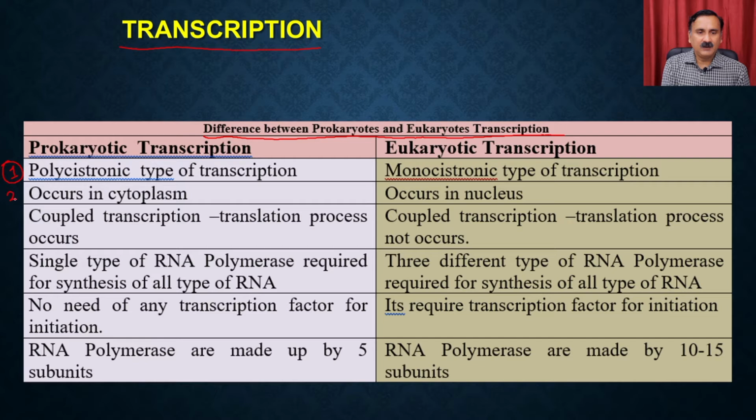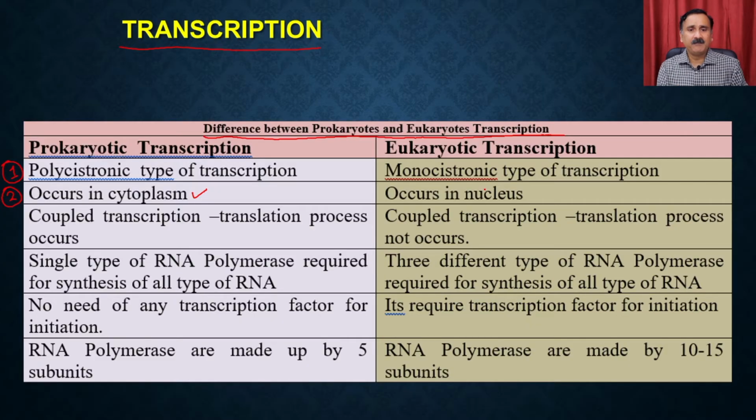Then the second is, as you know, that bacteria do not have a nucleus, so everything happens inside the same cell, within the cytosol. That's why the site of transcription in prokaryotes is the cytosol, whereas the site of transcription in eukaryotes is the nucleus, because the DNA is present inside the nucleus. So transcription occurs for the eukaryotic cell inside the nucleus, and once the RNA is synthesized, it is transported outside the nucleus, and then it participates in protein synthesis.